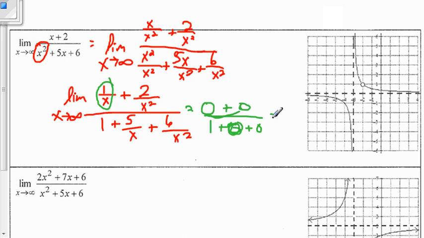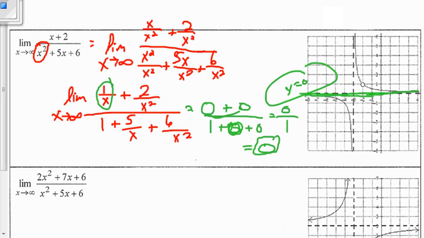And what do I end up with? 0 over 1. And what does that equal? That's equal to 0. And if we look at the graph here, this rational function gives me a horizontal asymptote at y equals 0. All right, let's do the same thing for number 2.